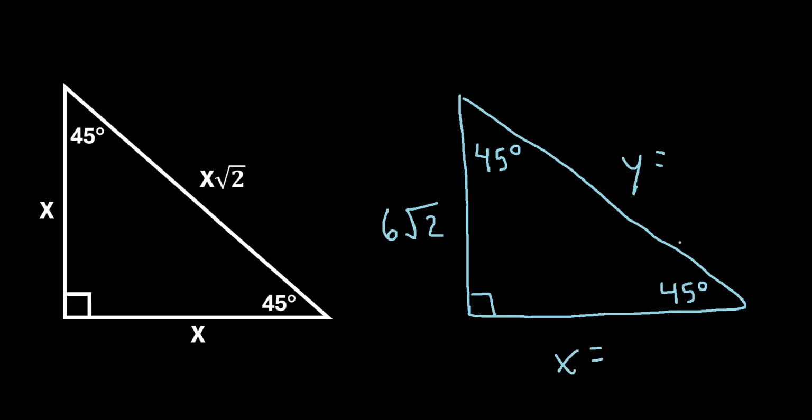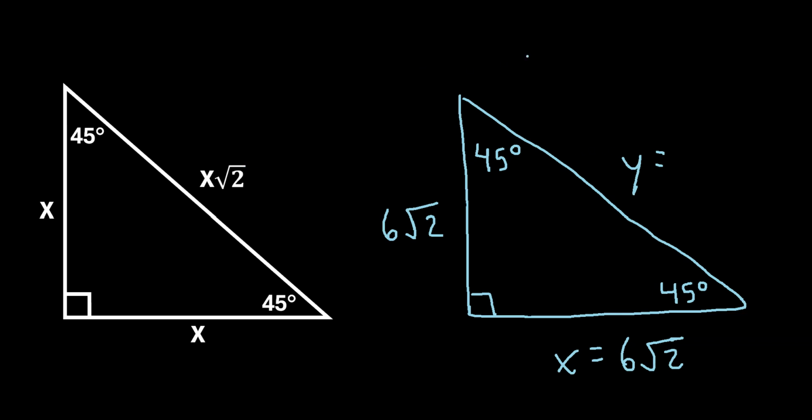All right, let's try one last example. Let's say we have this triangle and we're told that this side is 6 root 2. How can we find x and y? Well, we know that x has to be the exact same value as this side, so we can just write 6 root 2 for x. And to find y, the hypotenuse, remember we said that whatever the side length is, just multiply it by the square root of 2 to get the hypotenuse.